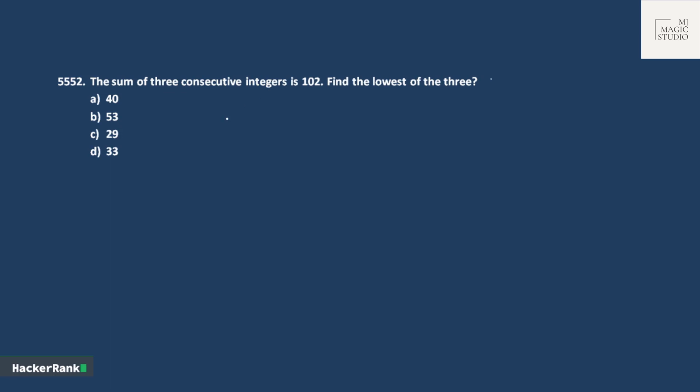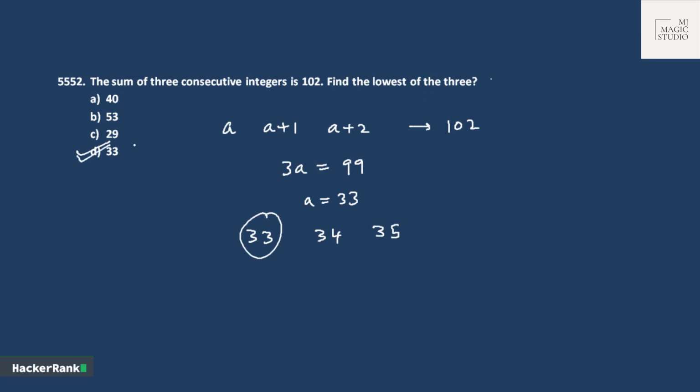The sum of three consecutive integers a, a plus 1, a plus 2 is 102. That means 3a is 102 minus 3, which is 99. a is 33. Numbers are 33, 34, 35. Find the lowest of the three: 33. Option D.